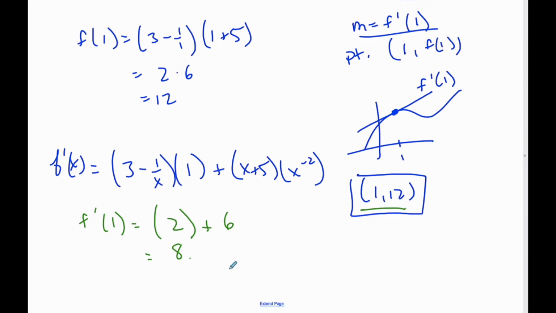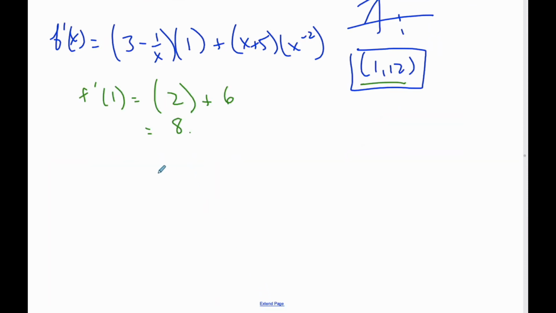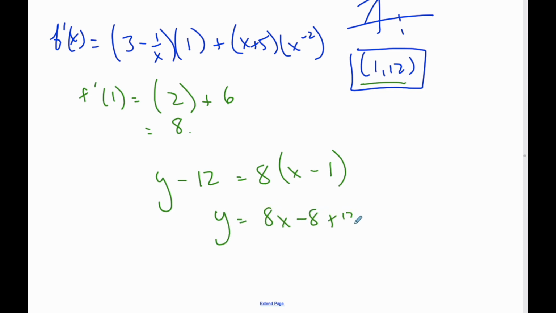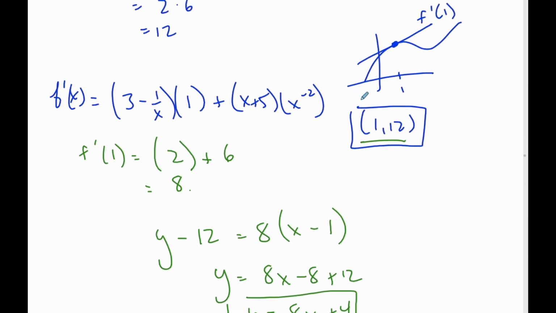Here's my point. And so now I can go y minus y1 is equal to 8 times x minus x1, which is 1, which is going to be y is equal to 8x minus 8 plus 12. So y is equal to 8x plus 4 is the equation of the tangent line at the point x equal to 1.